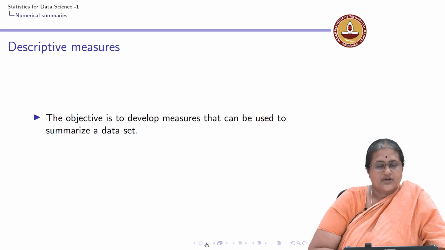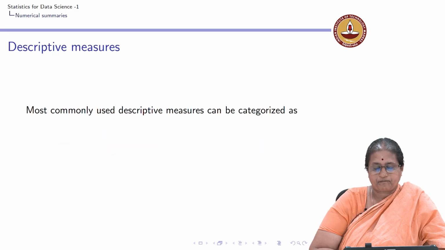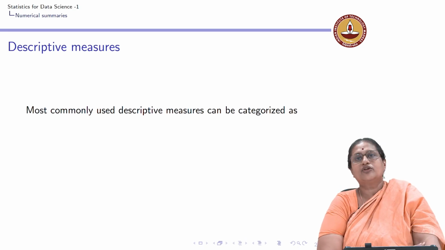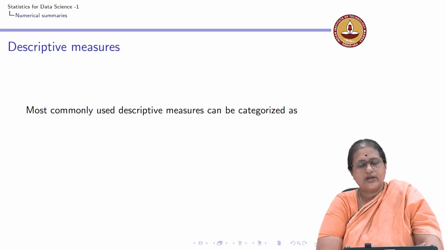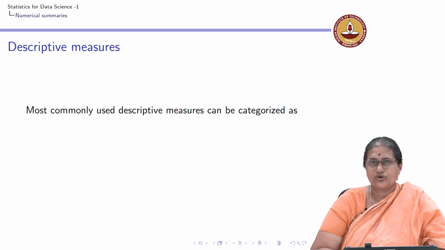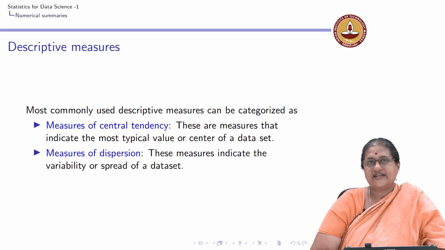So now what we are going to look at is what are the ways we can describe numerical data. The objective here is to develop measures or summaries of data which can be used to summarize a complete data set. When we are dealing with numerical data, the most commonly used descriptive measures can be broadly categorized into two categories: measures of central tendency and measures of dispersion.